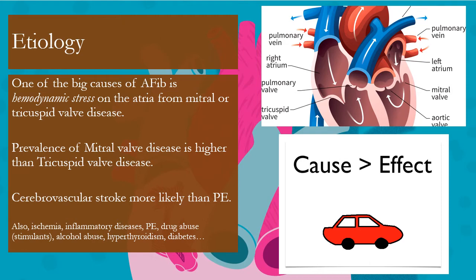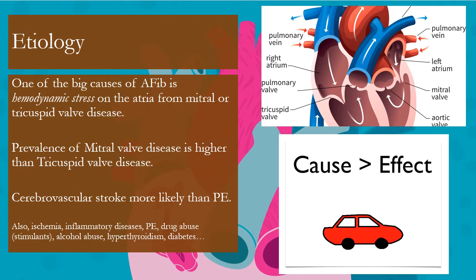If you have tricuspid valve disease, then you're going to have stretching of the right atrium and more damage there. That's where the thrombi form, and those will end up as pulmonary emboli. Because the prevalence of mitral valve disease is higher than tricuspid valve disease, you tend to see more stroke related to it. But again, it really is where the thrombi form that determines the complication.